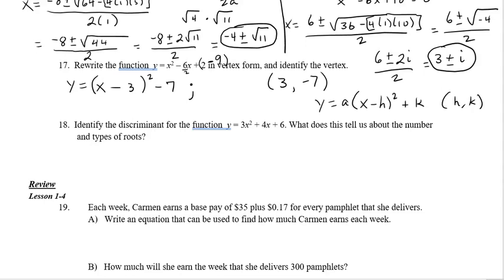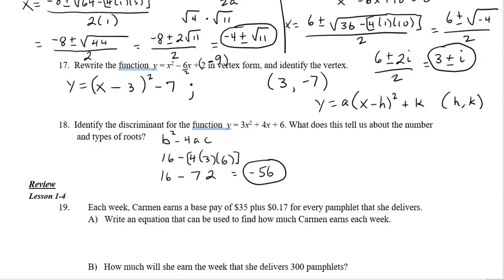Number 18 is the discriminant, and to find the discriminant, it's just b squared minus 4ac, the part of the quadratic formula. Don't include the radical. So b squared, 4 squared is 16, minus 4 times 3 times 6. When you multiply those together, 12 times 6 is 72. So the discriminant is negative 56.